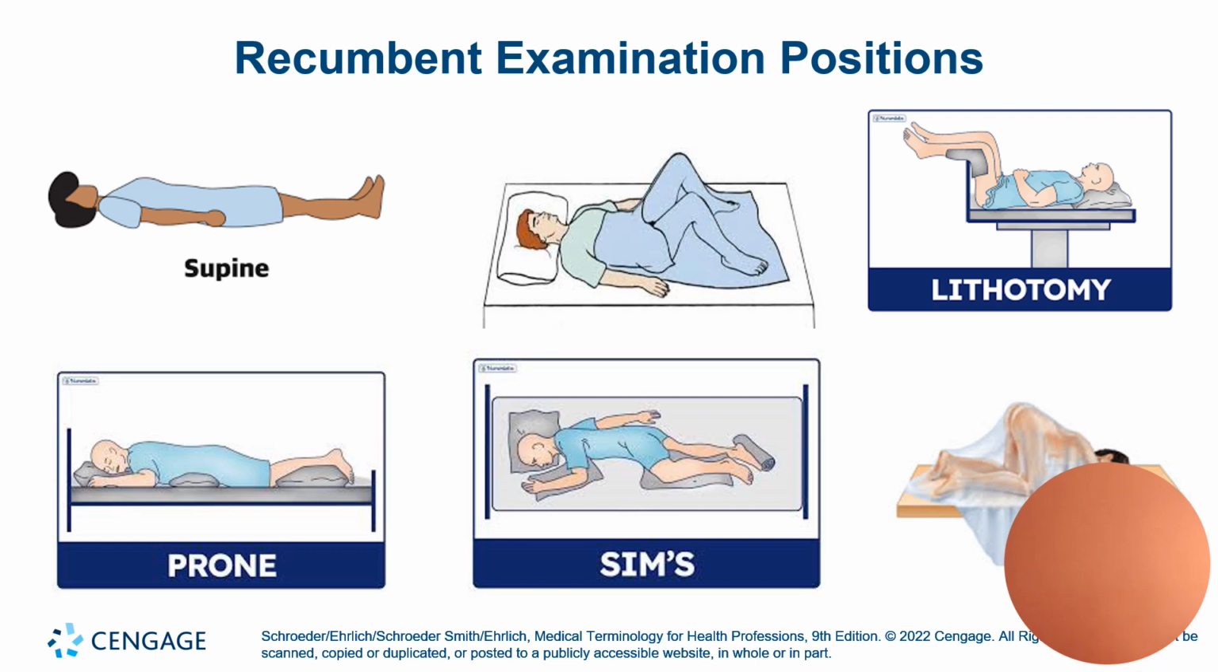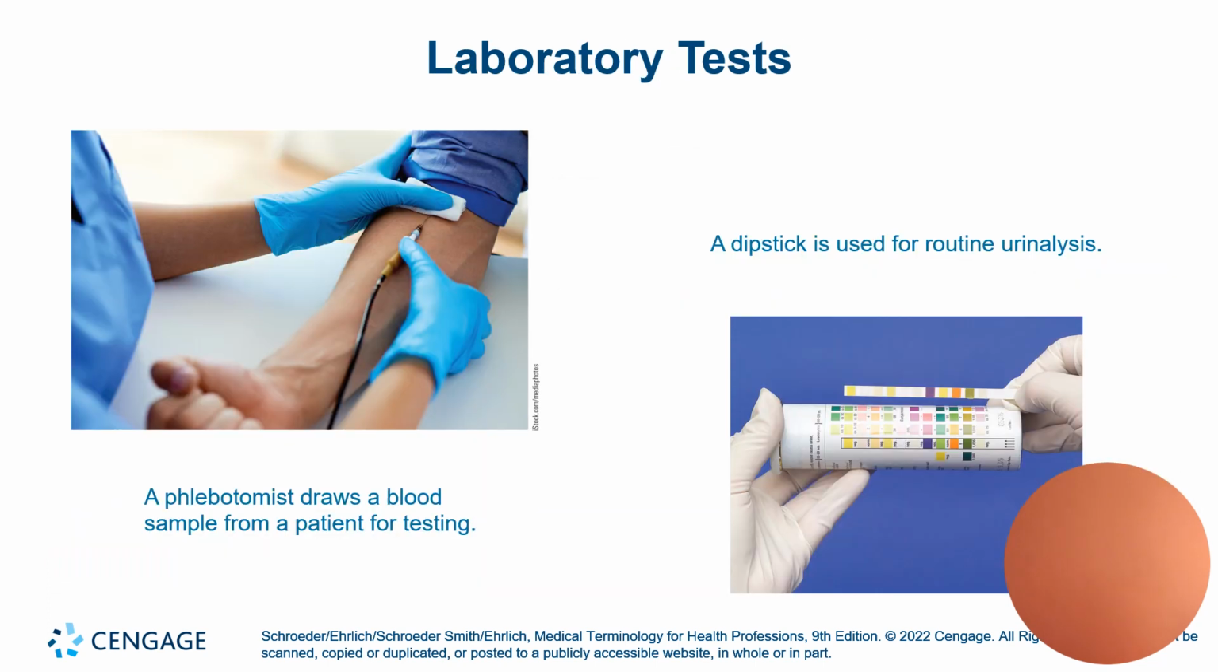We have a variety of other positions, such as the Fowler's position or the high Fowler's position, which is basically elevation of the client's head. Trendelenburg position would be lowering the client's head lower than the feet, and reverse Trendelenburg would be just the opposite, raising the head higher than the feet. And this is kind of keeping the body in a supine position while making those bed changes.